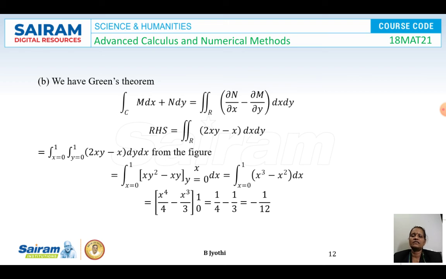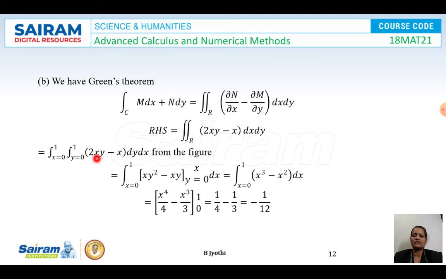Now we have by the Green's theorem the double integral of dou n by dou x minus dou m by dou y into dx dy. So let us consider the right hand side and we evaluate what is dou n by dou x, that is 2xy, and dou m by dou y is x. It has to be integrated with respect to dx and dy, and first the range for x is equal to 0 to 1, y is equal to 0 to 1. So we will interchange. The innermost is y, therefore it is first dy then dx. That means we need to integrate first with respect to y, then with respect to x.